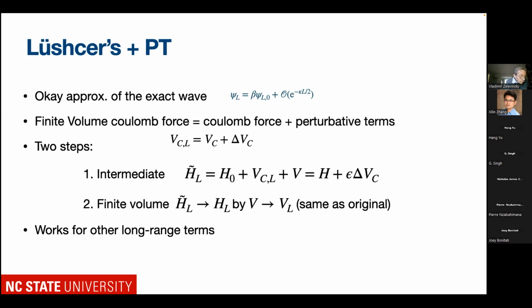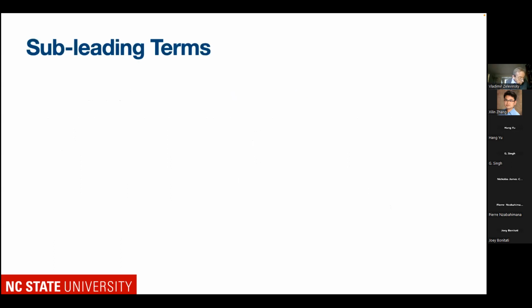In principle, this method also works for other long-range terms as well. Suppose we are given a strong magnetic force, which goes as 1/r squared. This should also work. Those subleading terms that bother us turn out to be solved by this method.